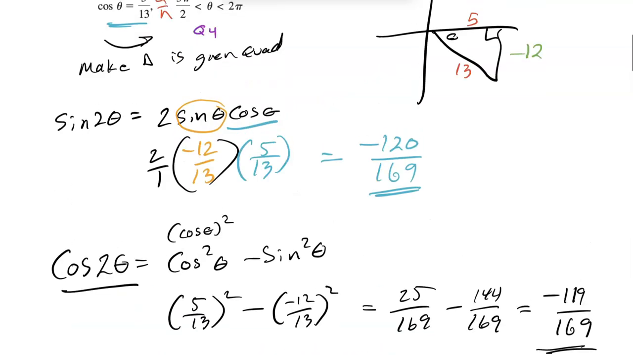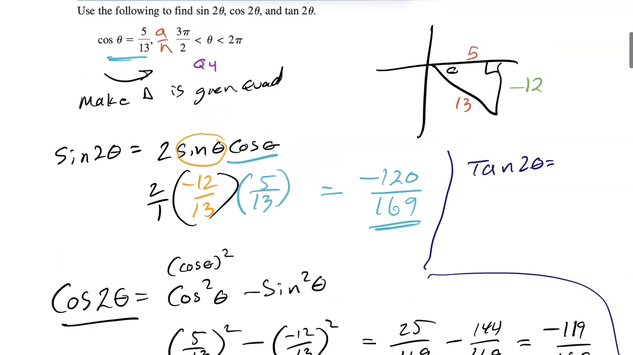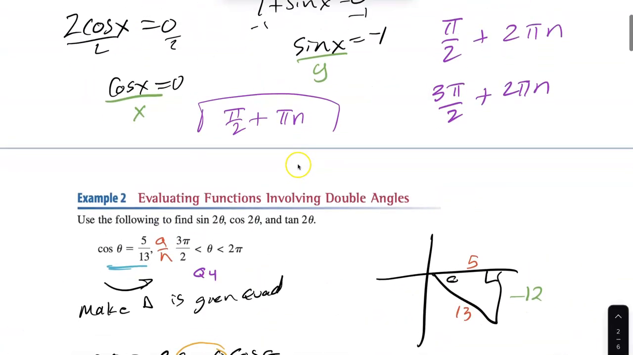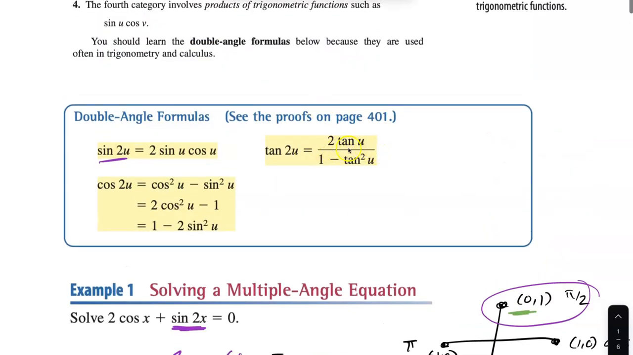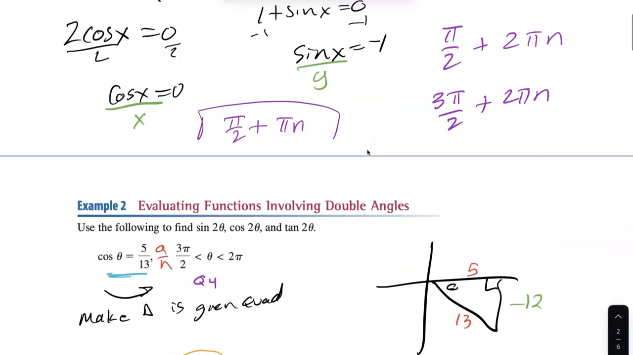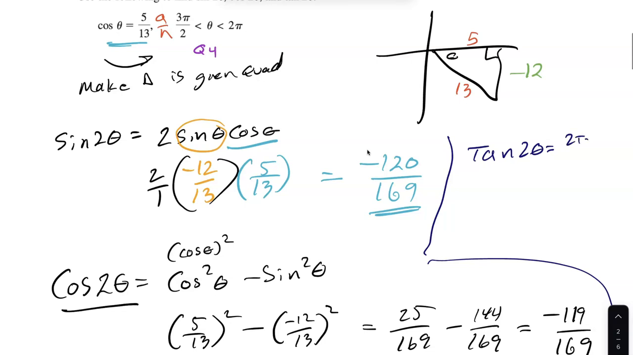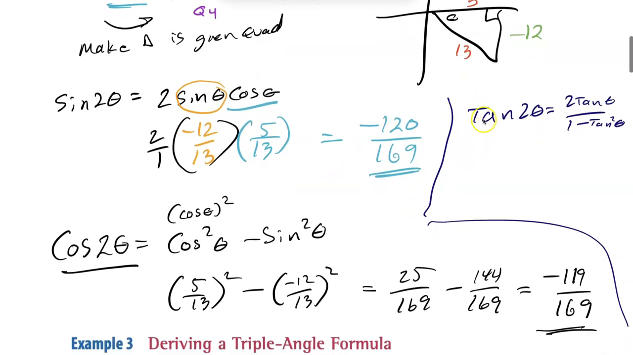They also want tan 2 theta. Running out of space here, but I'll put it right here. Tan 2 theta. Right, so there's a couple ways you can do tan. So we could use a formula, 2 tan u over 1 minus tan squared. So we could do 2 tan theta over 1 minus tan squared theta. Or tan is just sine over cosine. So I could just do sine over cosine and reduce it. Either way works. I guess I'll use the formula because we have it here.